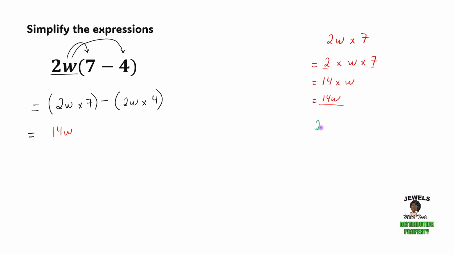So we have our 2w being multiplied to our 4, and of course our 2 will be multiplied to w, which is being multiplied to our 4, and we're going to multiply our numbers again, which is 2 times 4, which will equal 8, and 8 times w will equal 8w. So we're going to return our 8w back to our question.